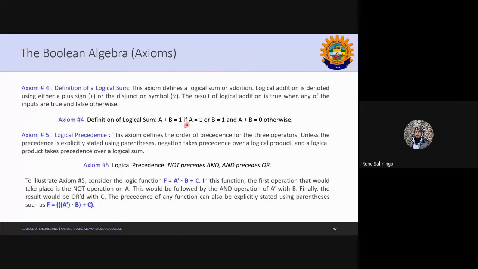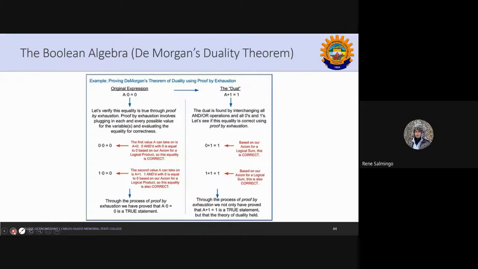So here's the logical sum value. We have A or B equals 1 if A equals 1 or B equals 1. If they are not equal, otherwise they are 0. It's the same way here, since A and B, we refer to OR. So 0 or 1 is equal to 1. So that is for the logical sum.